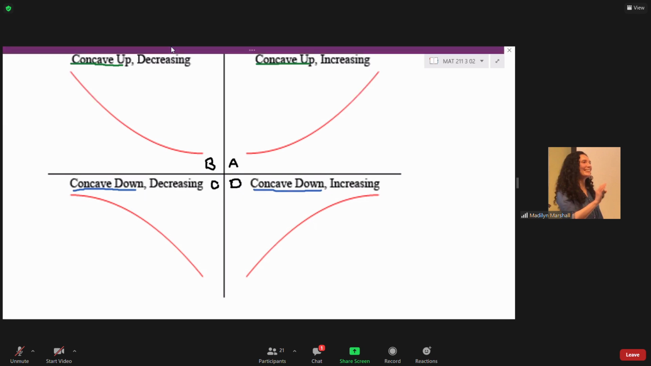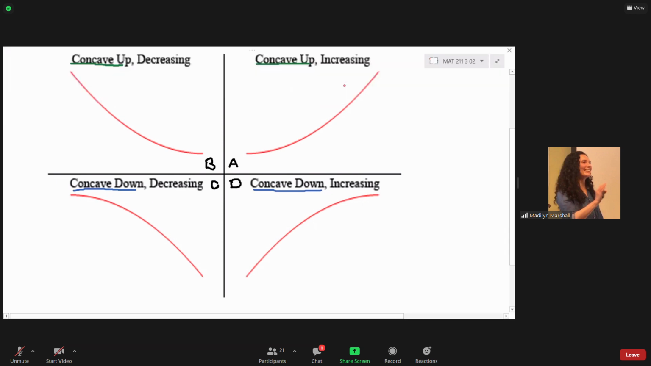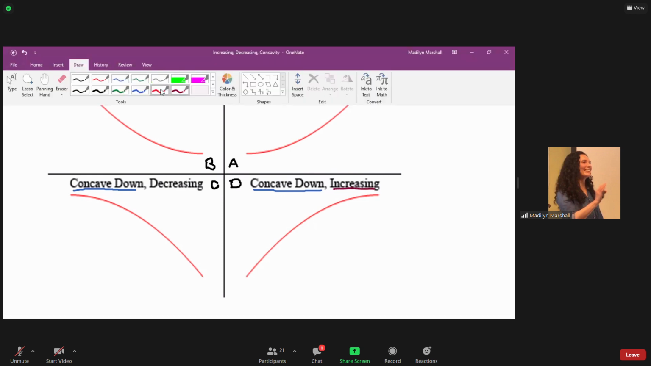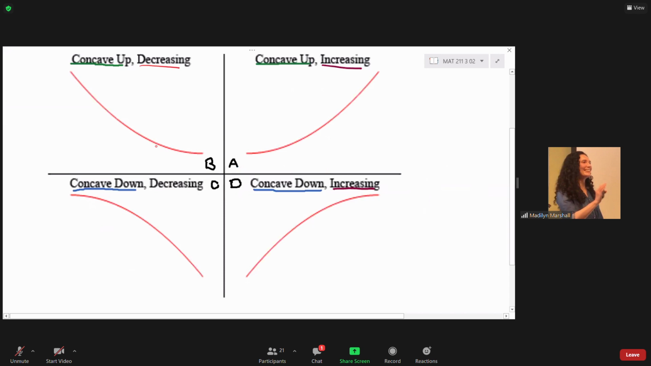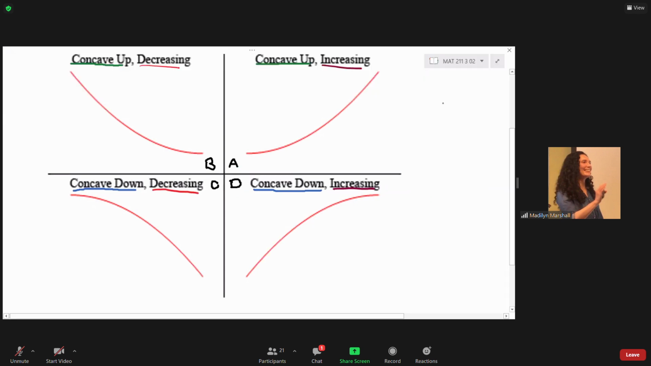But then we also have the difference between increasing and decreasing. We have increasing on the right, where both of those graphs are going up, and decreasing on the left, where both of those graphs are going down. So I am going to put up a poll specifically about graph A. Just focus on A for a minute.